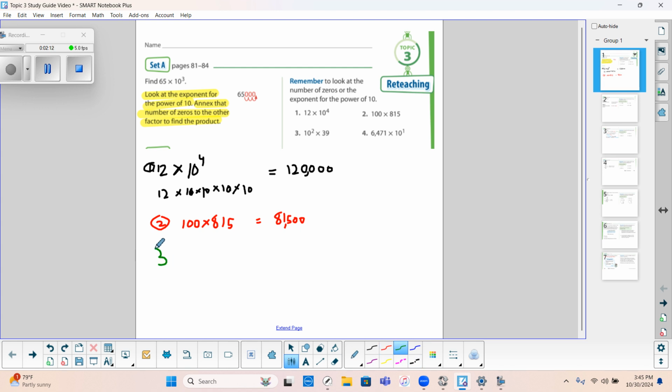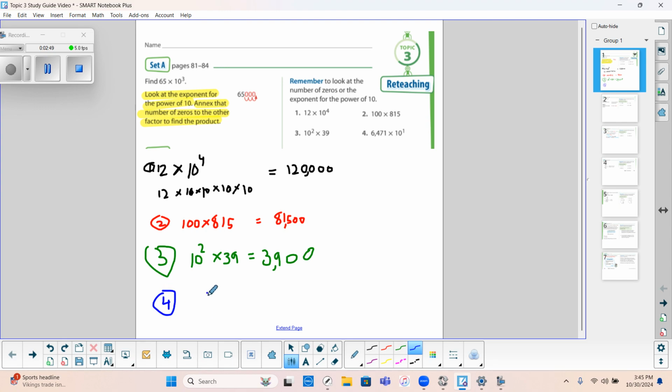For number three I'll do in green, is 10 squared, or 10 to the second power, times 39. Okay, so I'm going to start with the factor that's not a power of 10, so 39 is just 39. Times 10 would be 390, but there's two tens, so 10 times 10 would be two zeros after it, so that would be 3,900.